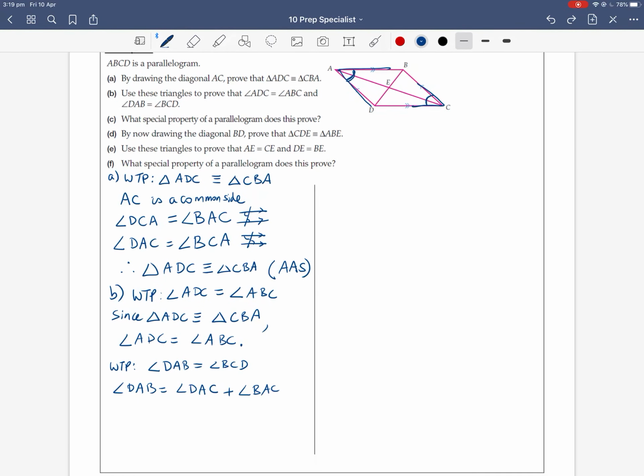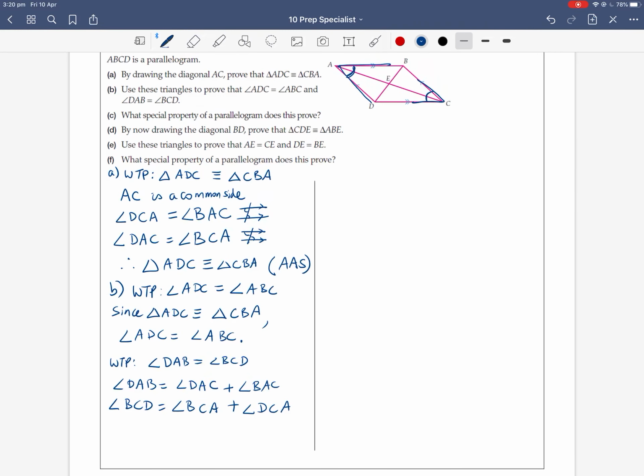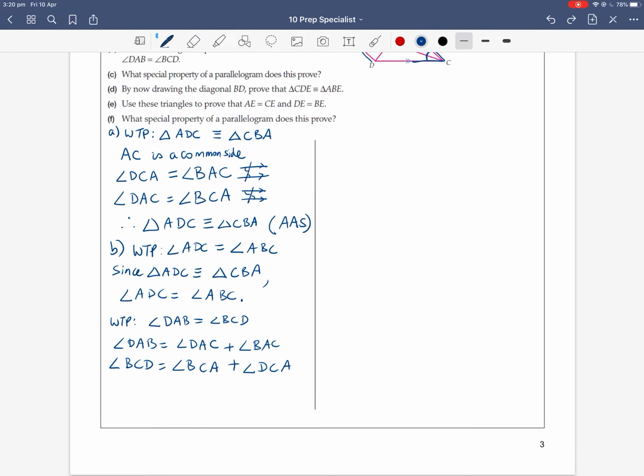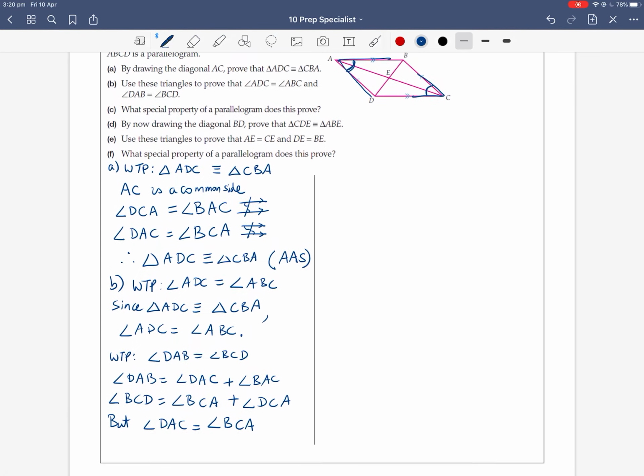Well, let's also break apart angle BCD. So angle BCD can be broken apart into the angles within the 2 triangles, which is BCA and angle DCA, by the same logic. If you look at the picture, half the angle plus half the angle gives you the full angle. But what do we know? We know that angle DAC is the same as the angle BCA.